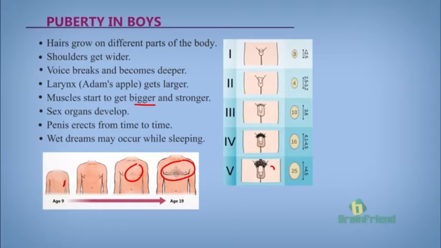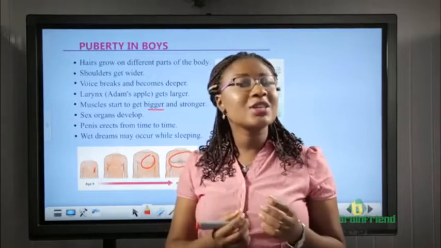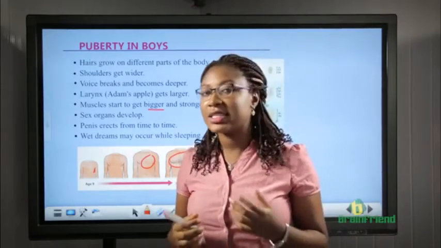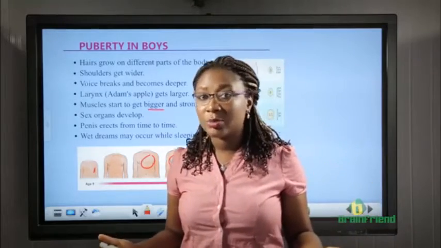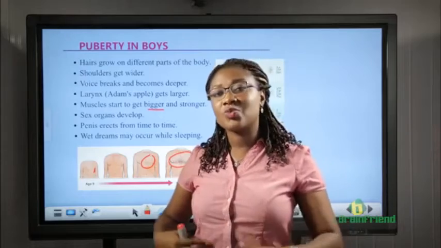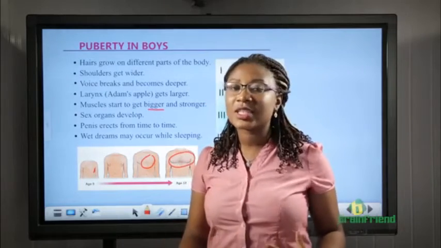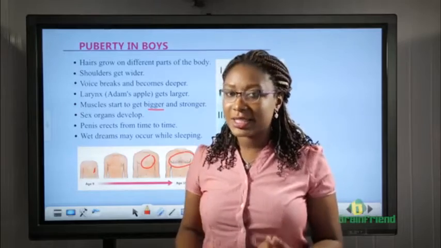Now, what are wet dreams? Wet dreams are a discharge from the penis that occurs in a boy while he is sleeping. When he wakes up, he might think that he has urinated on himself, but no, he didn't. He just had a wet dream. It's as a result of the different signs of puberty that occur in his body at that time.